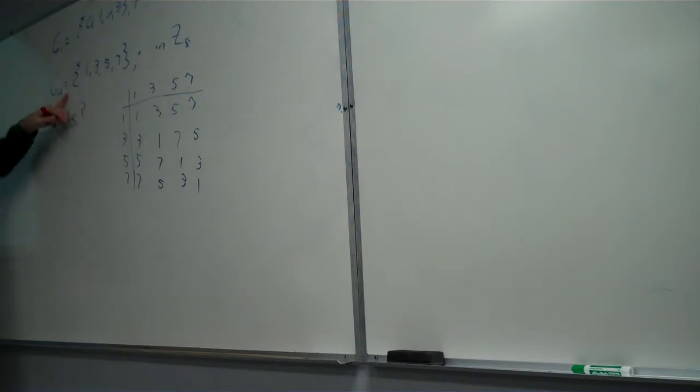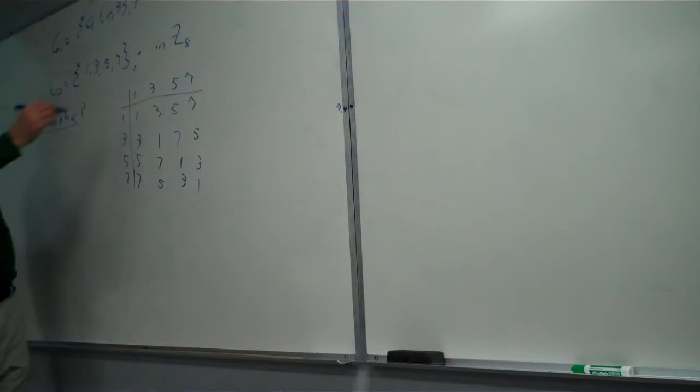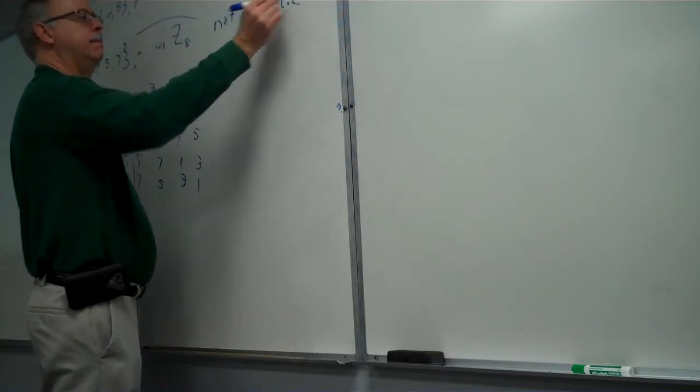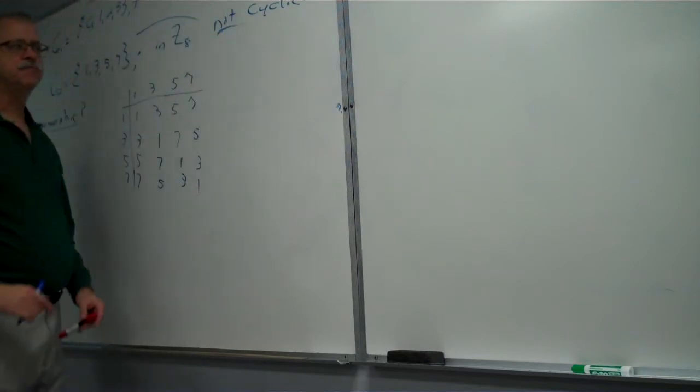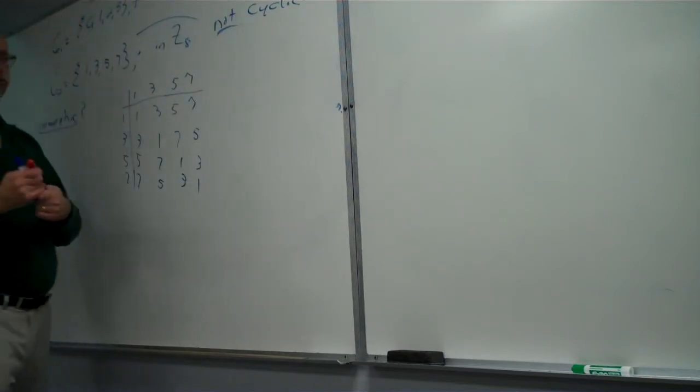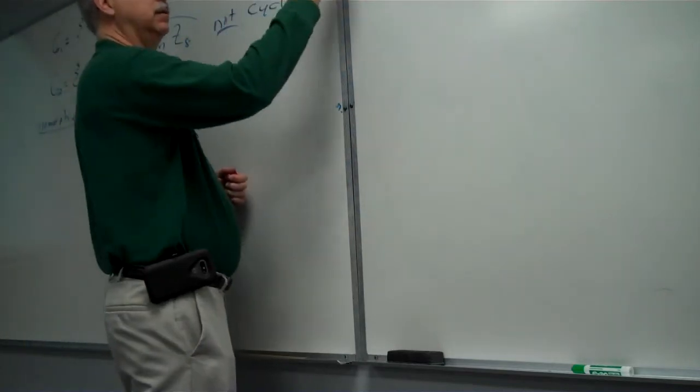G2 is not. 3 times 3 is 1. 5 times 5 is 1. 7 times 7 is 1. We can't start with one element and generate the whole group. So G2 is not cyclic. If there's an inherent difference in structure, there's no way the two groups can be isomorphic.